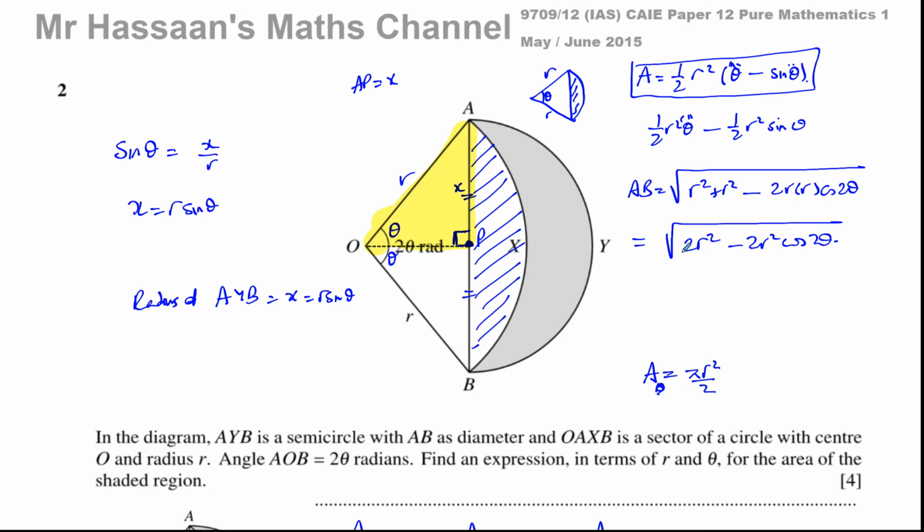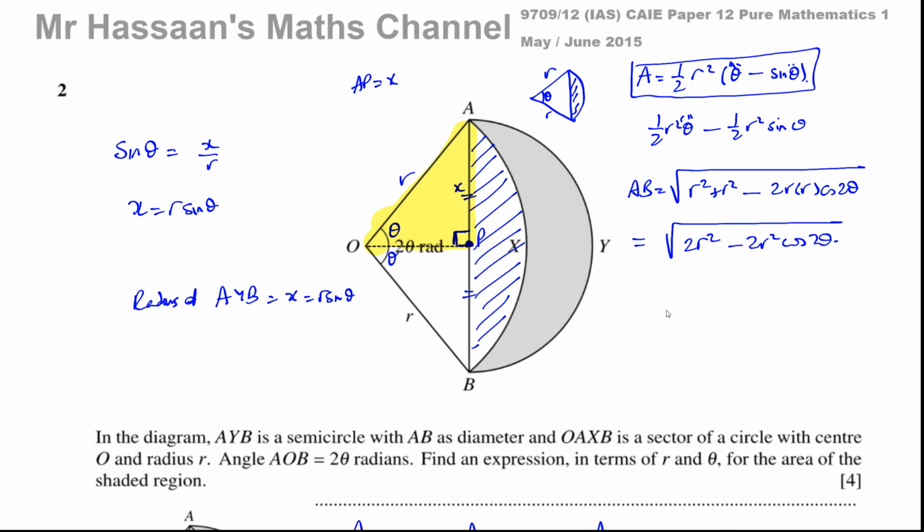Now, that doesn't look very much like the same as r sine theta, right? But in fact, this will simplify to this. But in P1, we don't have the knowledge to simplify. Now, I'm going to prove it to you, although you don't need to know this, and this is your answer, that's fine.